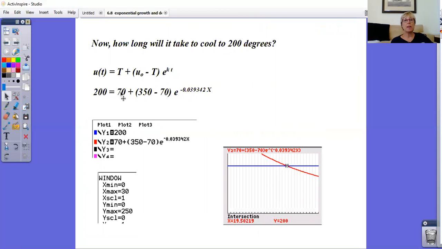The air temperature was 70. The original was 350. And now I know my rate, y1, y2. I used this window and I intersected. And once I pull it out of the oven, it's going to take about 19.5 minutes to cool down to 200 degrees.